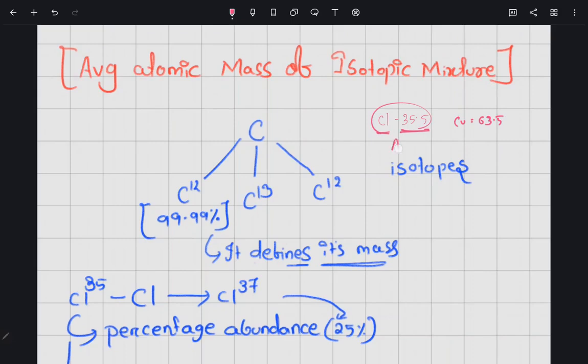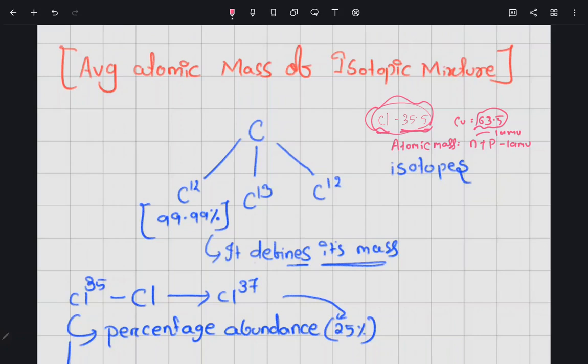Here, what is actually atomic mass? As we all know, atomic mass is equal to number of neutrons plus number of protons, and we consider both of them as 1 AMU and 1 AMU, isn't it? So after combining, how are we getting fractional values? This is due to the mixture of isotopes.